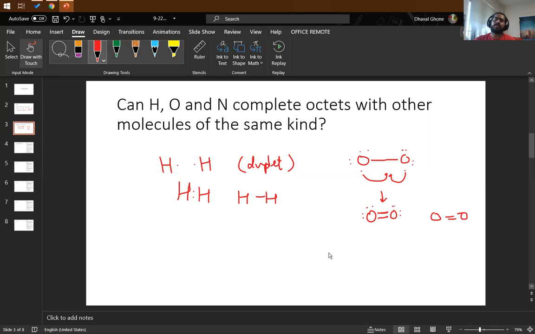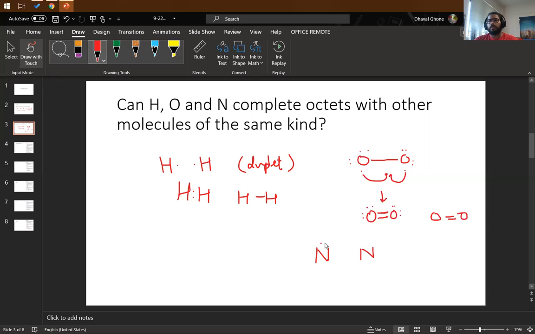Okay. Similarly, if I had to draw nitrogen, why don't you try it out now? Try drawing the nitrogen Lewis dot structures, and then complete the octet with these two atoms. So pause the video, draw it on your own, and then come back to it. I'm going to start drawing now. If you haven't completed it, actually pause the video and try it out.